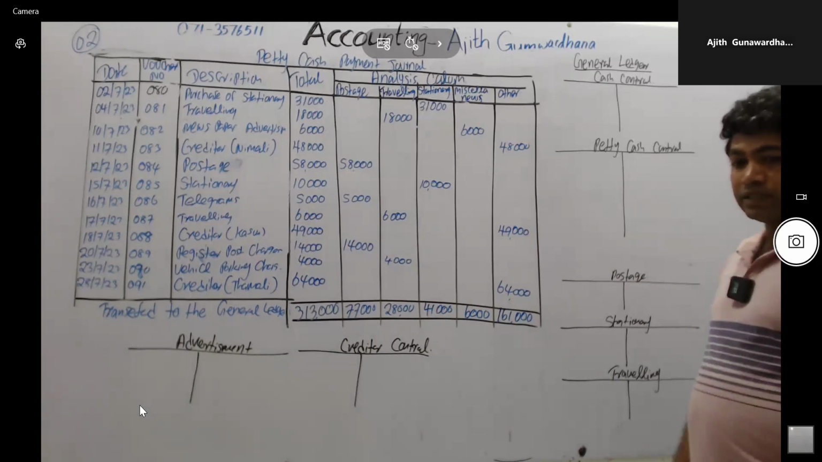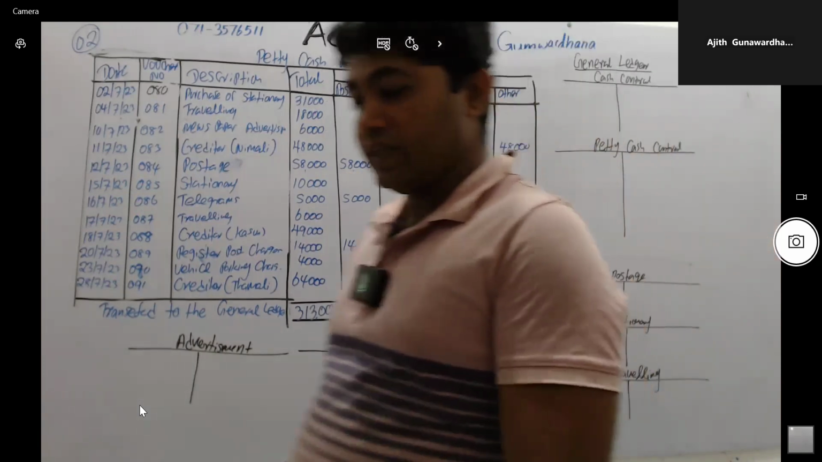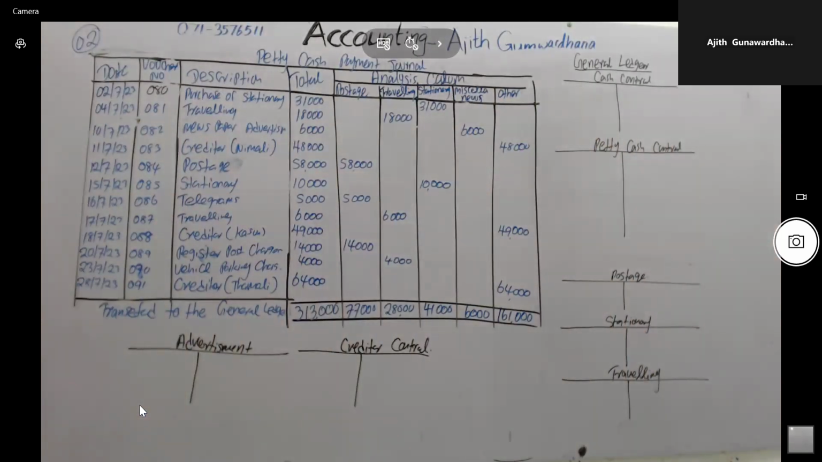That completes the recording parts. Opening balance is also given. First, the opening balance should be recorded in the petty cash control account as a balance brought forward. Think petty cash payment journal.